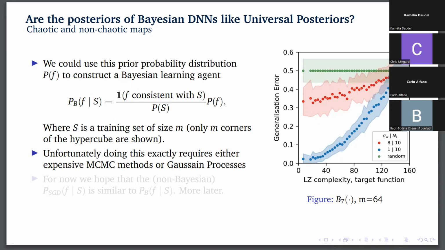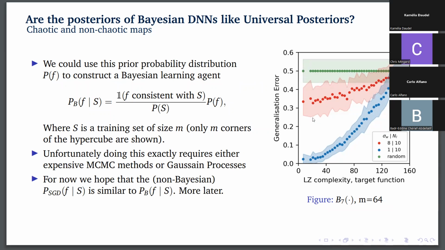Yeah. So for now, we hope that using SGD kind of approximates this sort of ideal Bayesian learning agent, and we'll talk about this a bit more later. And you train them until you get zero training error. Yeah. So of the 7-dimensional hypercube, we take 64 out of 128 of those as training data, and we select these completely randomly. And then we calculate the complexity. We have some complexity of the overall target, and then we just measure the generalization error.